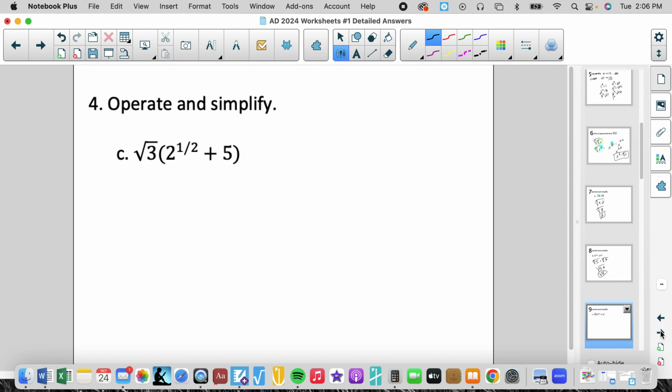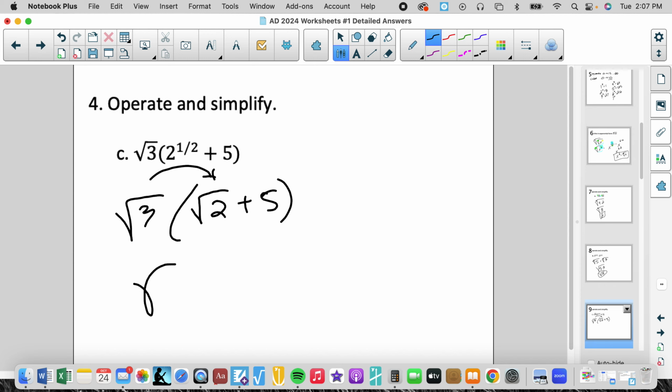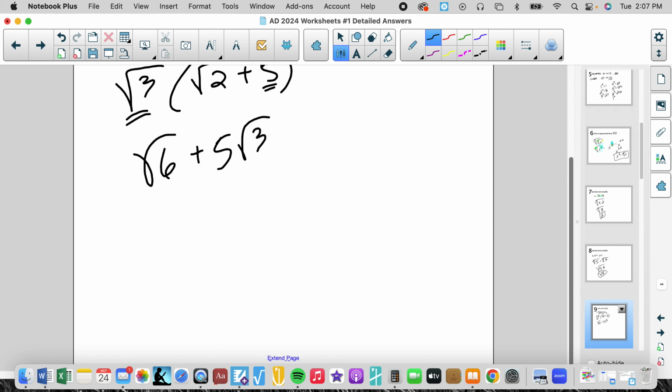All right, so we have the square root of 3 times the square root of 2 plus 5. I converted the 2 to the 1/2 to the square root of 2. When we multiply, we get the square root of 6, rad 3 times rad 2, and then this is 5 rad 3. This is a constant outside, and this is a radical, so we can't combine those. That's rad 3 times 5. We always put the coefficient out in front.